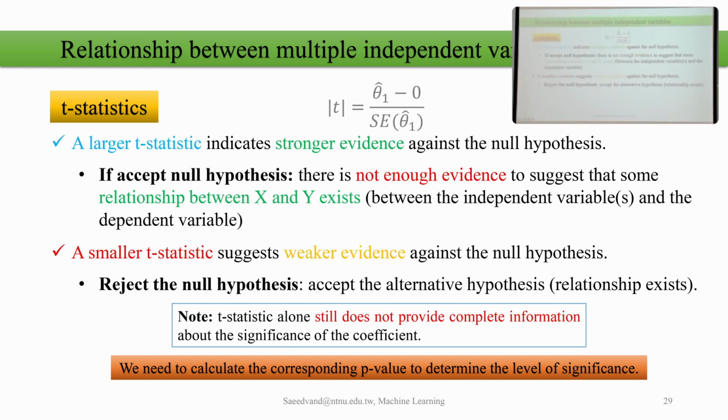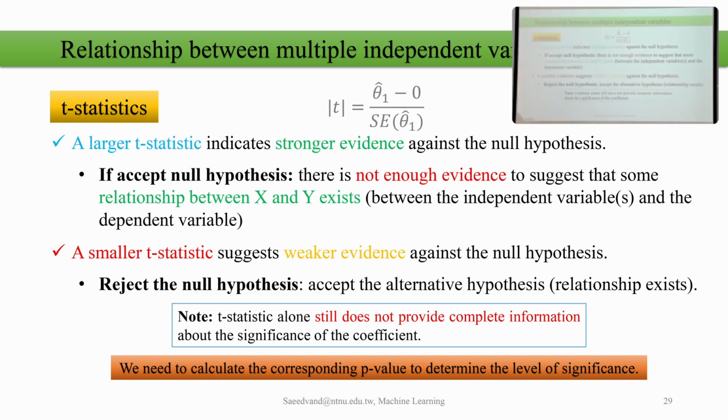So it's kind of working vice versa, whether we accept or reject a hypothesis, and there is a relationship or there is not a relationship with the T statistic. But the point is, maybe this blows your mind, still it's not enough. We say the T statistic alone still does not provide complete information about the significance of the coefficient.